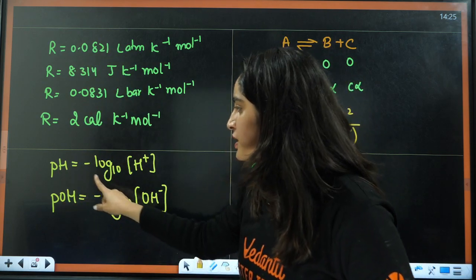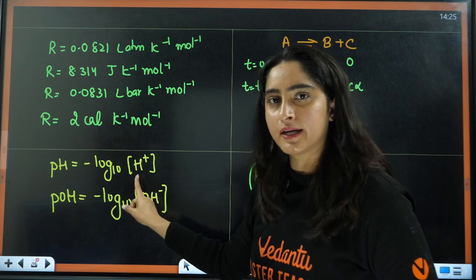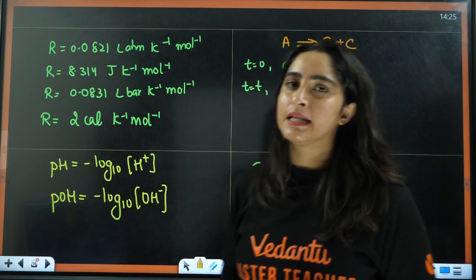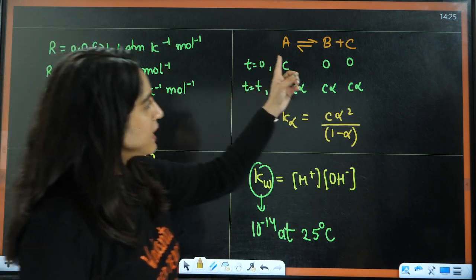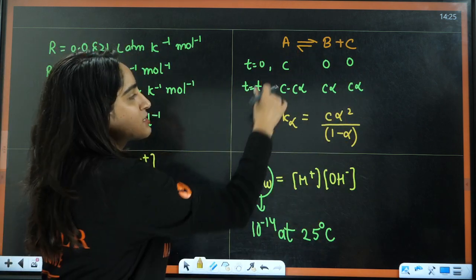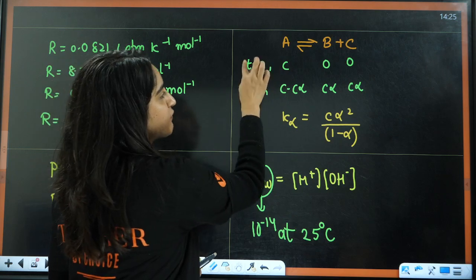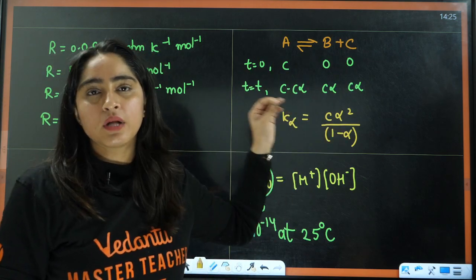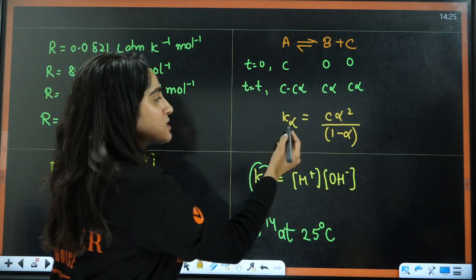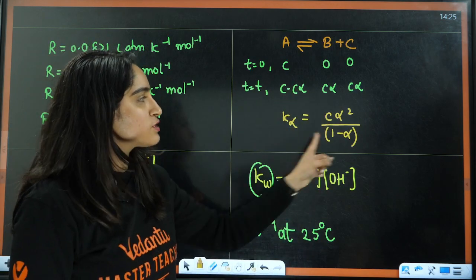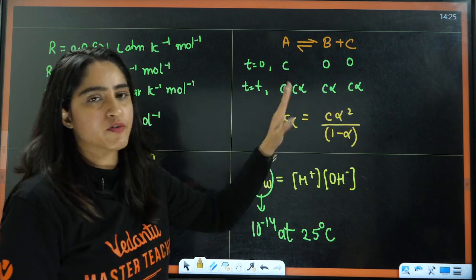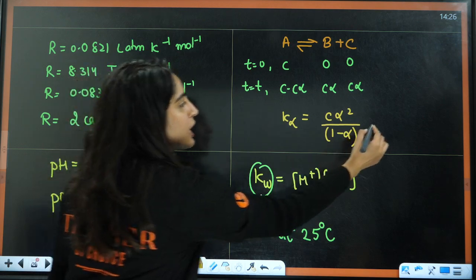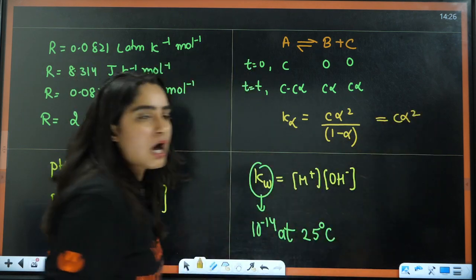Now we have pH. pH and concentration are related to each other in this way. pOH and concentration of OH are related to each other in this way. Next we have this A, B plus C. Now this is ionic equilibrium. For ionic equilibrium, you have time t equals 0 with concentration C, and at time t, this alpha is the degree of dissociation, and this is the dissociation constant, right? For the dissociation constant, the formula will be products divided by reactants, and we have this formula, right? We can also ignore the alpha here, and that can also be written as C alpha square.